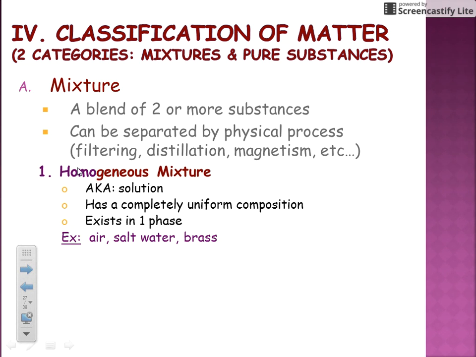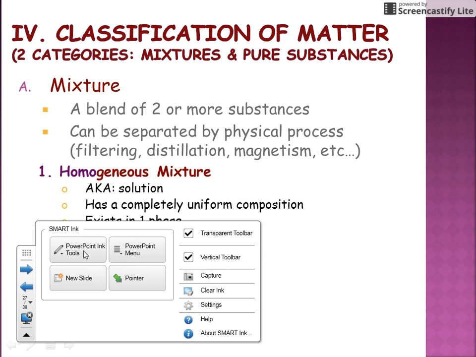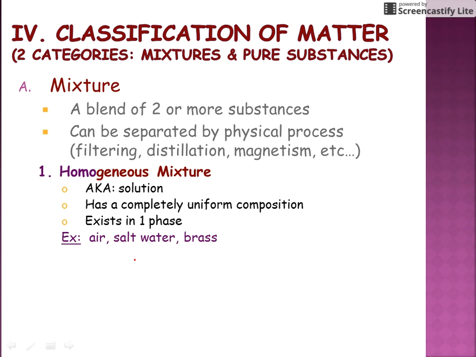There's two types of mixtures. We have homogeneous mixtures. Let me get my pen tools here. So we can have a homogeneous mixture and we can have a heterogeneous mixture. Well, the prefix homo means same. So homogeneous mixtures are also known as solutions. They have a completely uniform composition. So they have the same composition throughout. They exist in one phase, so a single phase.